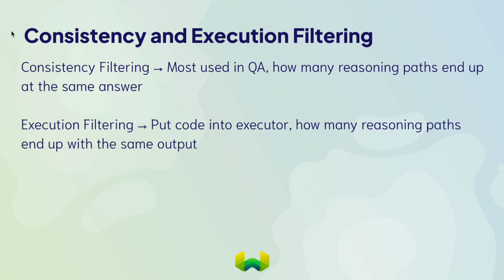Execution filtering is unique to programming languages. This is where you sample the diverse outputs, but then you put the outputs through the code executor, and similarly see how many ended up with the same output. So you can use this for SQL, Python, all this kind of stuff. You can take the different code generated and then execute it, and whatever the most popular output is, that's what will get sent as the answer.